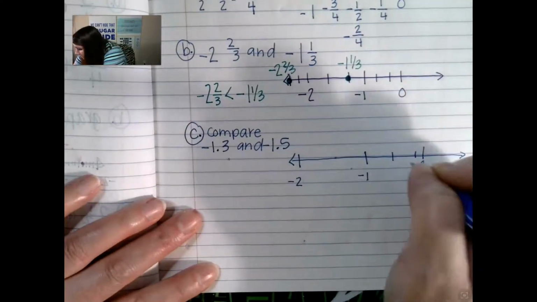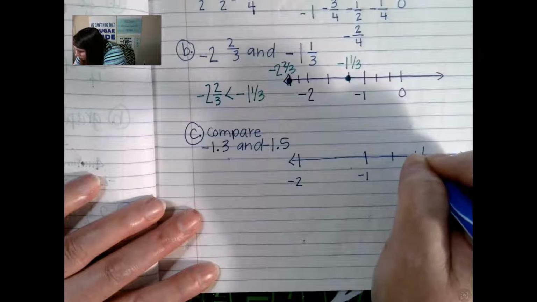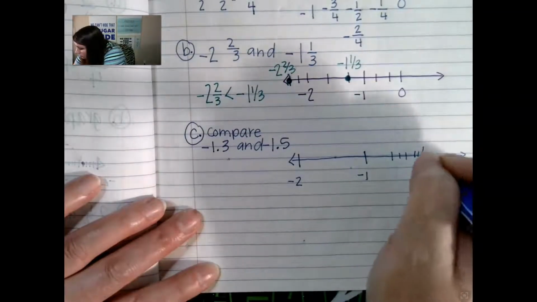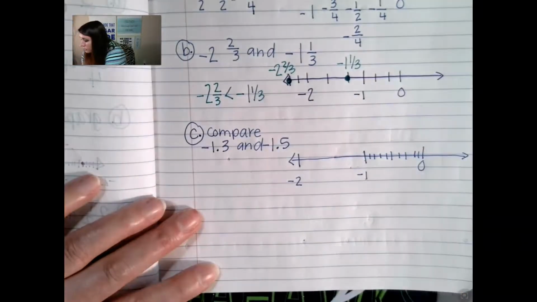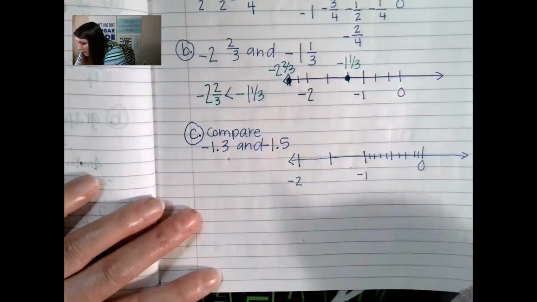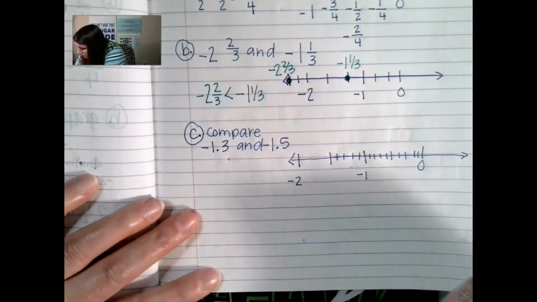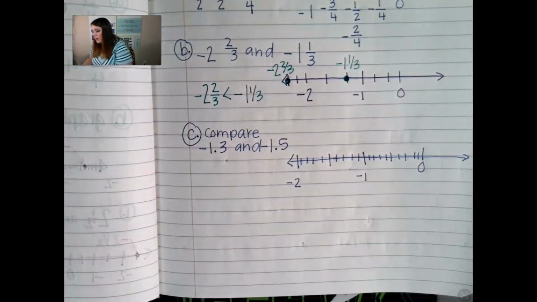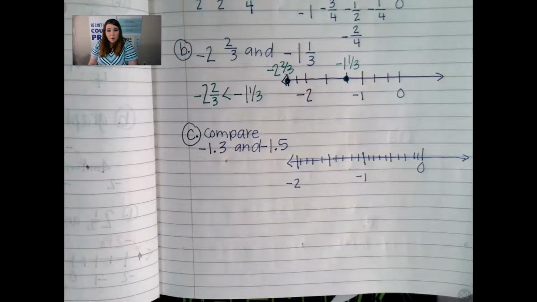So here's a half, 2, 3, 4, and that's 5, 6, 7, 8, 9, and then that would be 10. So you cut it in half and then make 4 in between and then 4 in between the next one. All right, so now we are ready to graph negative 1 and 3/10.